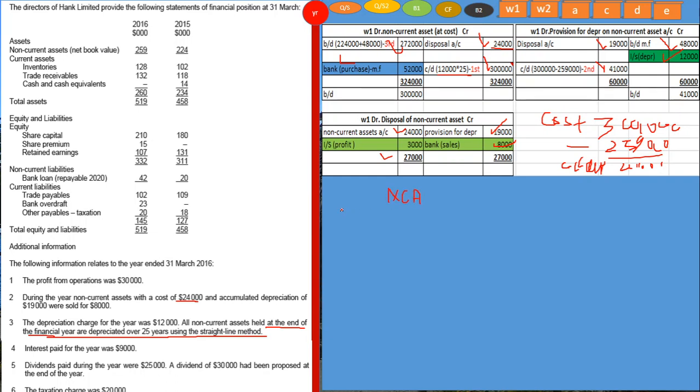Non-current asset, this is at cost, remember that. All the others must be at cost, make sure you remember that. Then your provision for depreciation, I have just written depreciation here. And then your disposal account comes here.